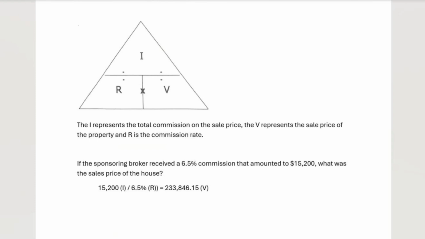So if the sponsoring broker received a 6.5% commission, that goes into the R, and that commission amounted to $15,200, that goes into the I. What was the sale price of the house? Well, we know that the I divided by the R will give us the V. So 15,200 is the I, divided by 6.5% is going to give us a value of $233,846.15.